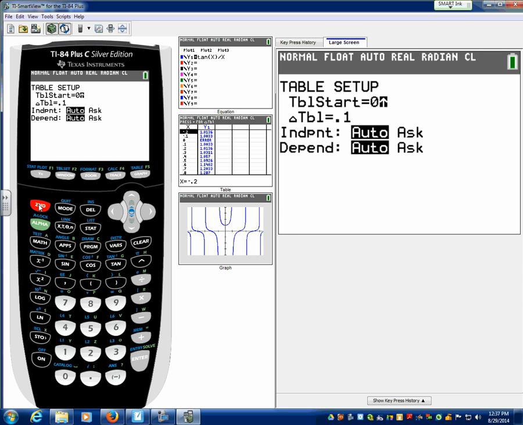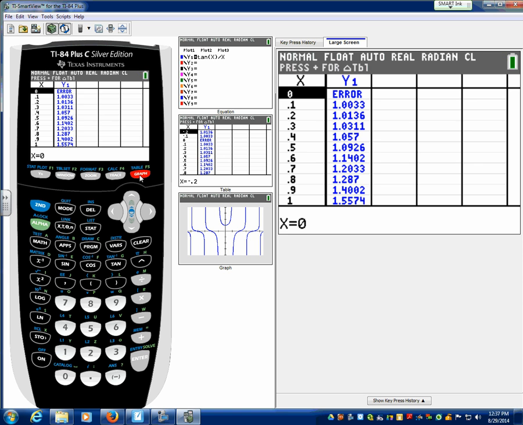Go to second table. At 0, I have an error. To the right of 0, I have a value of 1.033. Let's see how close we are on the other side. If I arrow up, look at that. I don't need to make the delta table any smaller. On each side of the 0 with an increment of 0.1, they already match. So what does that mean is happening? It's converging. It's coming in on 1.